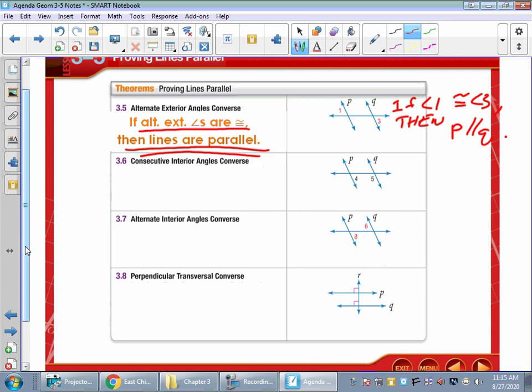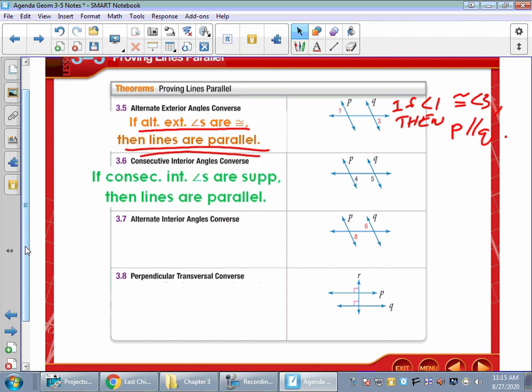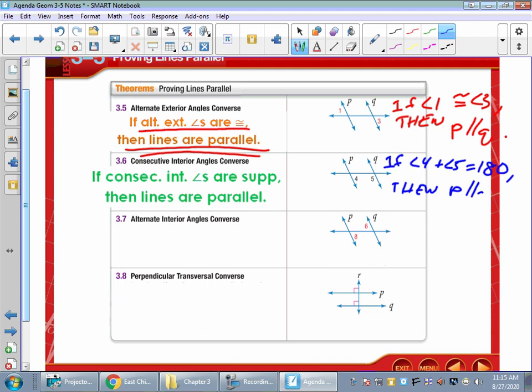All right, the next one is the same kind of idea here. If consecutive angles are supplementary, then the lines are parallel. All right, so remember, consecutive angles were the one that was a little bit tricky. They had to be supplementary. So in this case, we've got angles 4 and 5. If angle 4 plus angle 5 equals 180, then we could say that P is parallel to Q.